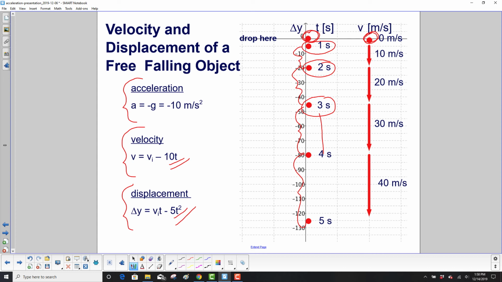The velocity also is increasing at every point, but not as fast, because that's only a function of t. Displacement increases as t squared. Velocity increases as a function of t.